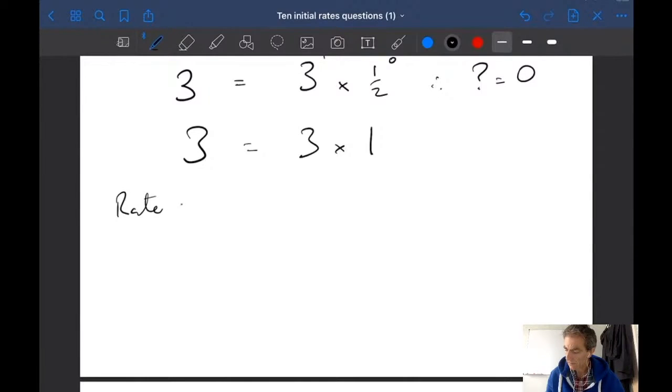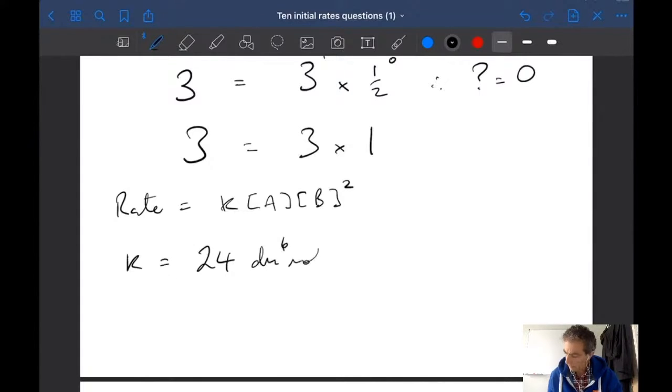Rate equals K, A concentration times B concentration squared, and when you rearrange and put the values in for row 1, I'm just going to go straight to K equals 24, and the units would be dm6 mol minus 2 seconds to the minus 1.